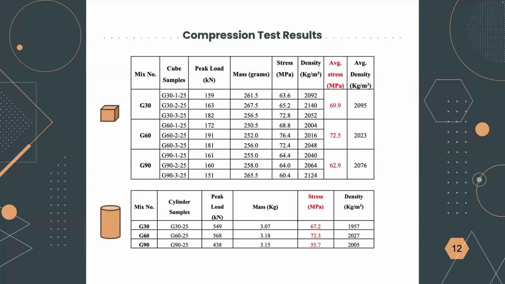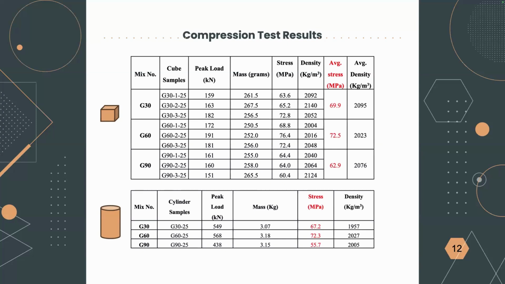And then you can have the stress. So how can we determine this stress, for example? You have the load 159 kilonewton. You divide it by 50 times 50, which is the cross-sectional area of the cube. And then you would have the kilonewton per millimeter squared. You can convert it later to Newton per millimeter squared. And this is what we call megapascal. So this is the unit used for stress measurements.